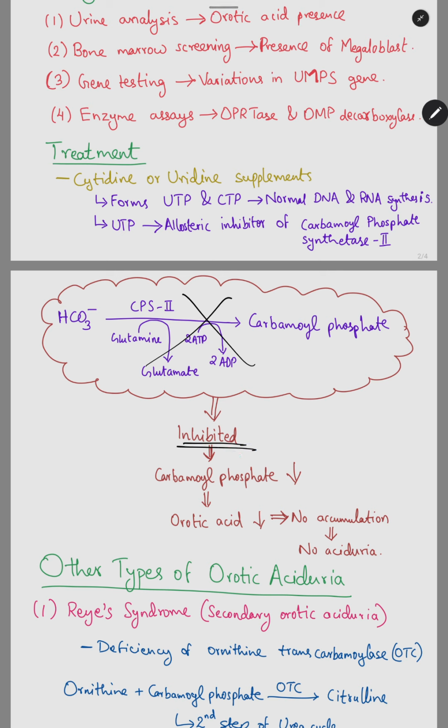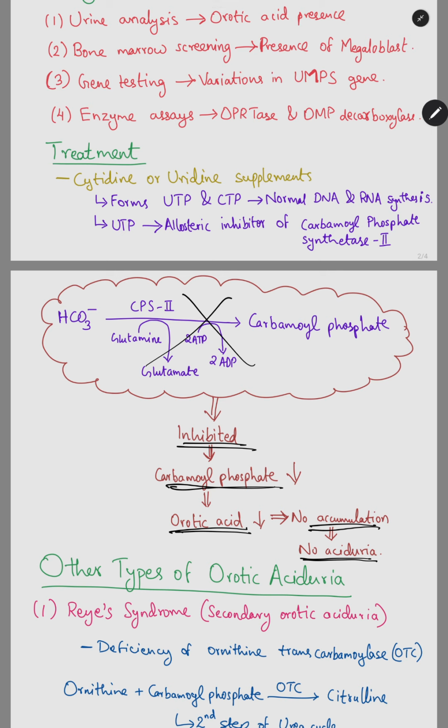So this step is inhibited, and that causes a decrease in concentration of carbamoyl phosphate. The carbamoyl phosphate is the product of the first step, and it enters into the second step of de novo synthesis. If carbamoyl phosphate is reduced, then the subsequent steps of de novo synthesis will not take place. Thus, the concentration of orotic acid also decreases. So orotic acid will not get accumulated in our body, and no aciduria is seen in that individual.